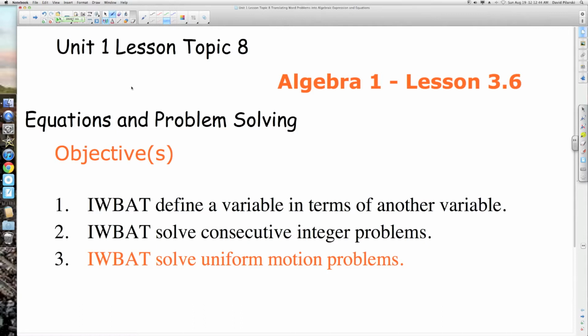Our objectives today are: I will be able to define a variable in terms of another variable. I will be able to solve consecutive integer problems. And I will be able to solve uniform motion problems. Let's get this algebra party started.